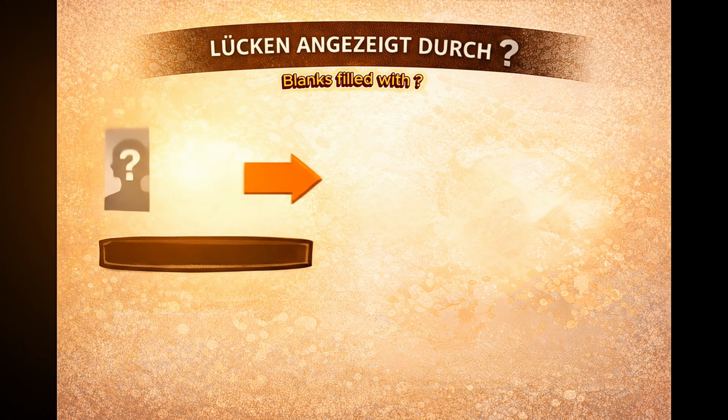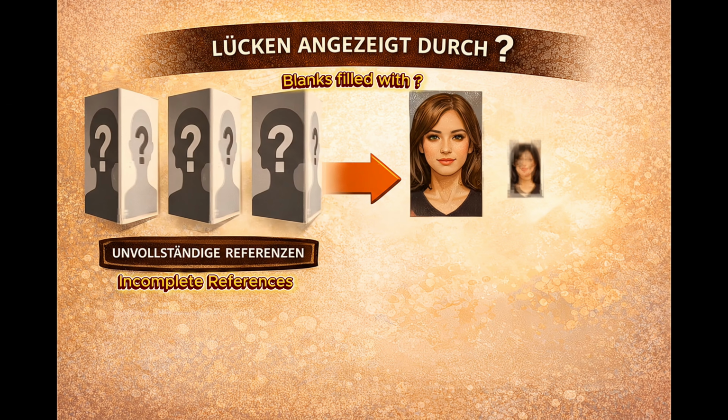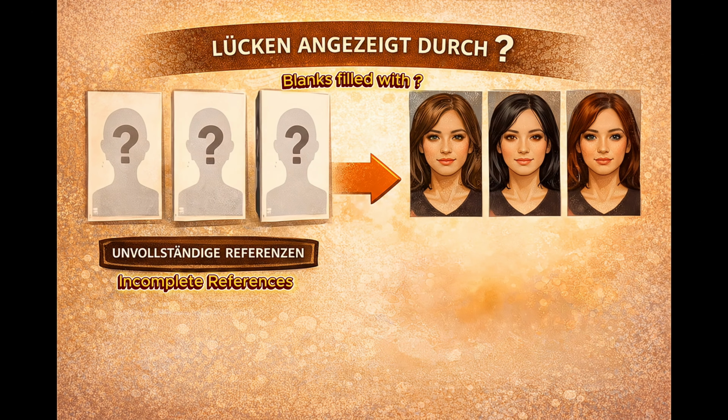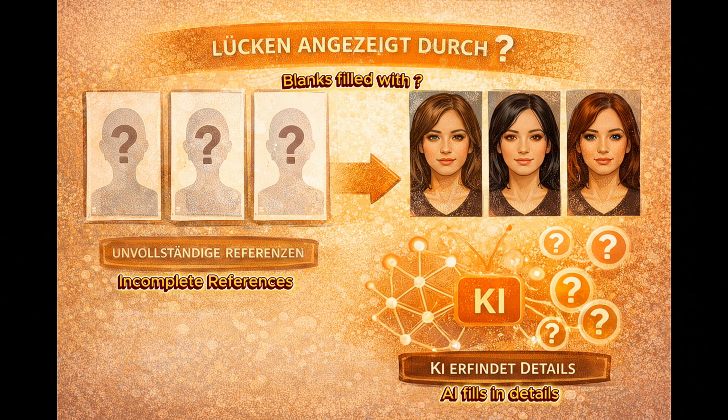The AI will always try to fill in the gaps. If you don't tell it exactly what your character looks like, it will invent details, and it will invent different details every single time. So we're going to build a system that leaves no gaps. Let me show you exactly how.